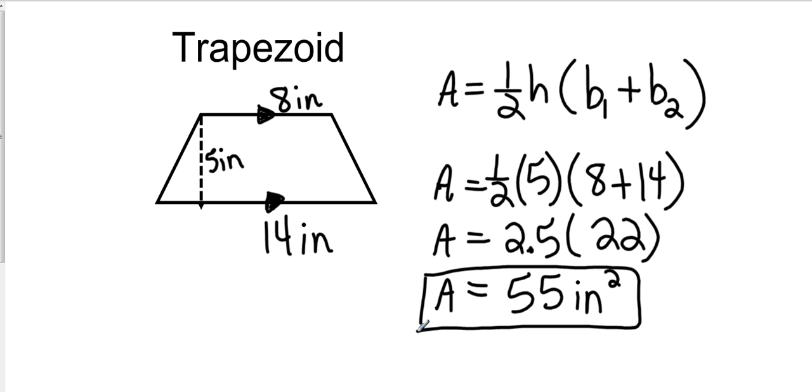So let's review real quick the 3 shapes that we've done. We have had parallelogram. I thought parallelogram had two R's. I apologize sometimes for my spelling. Parallelogram, the area is equal to base times height. That was the first one we had.